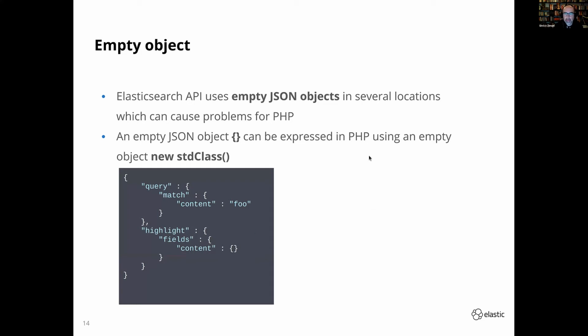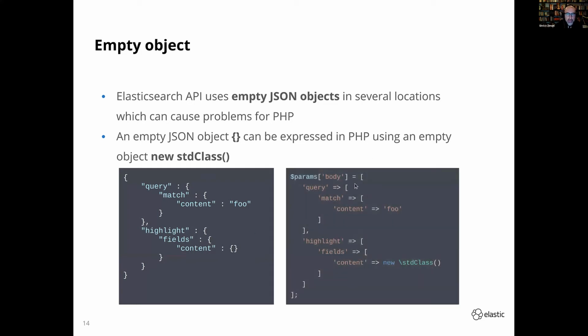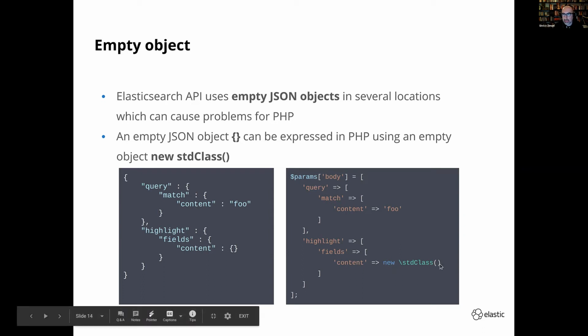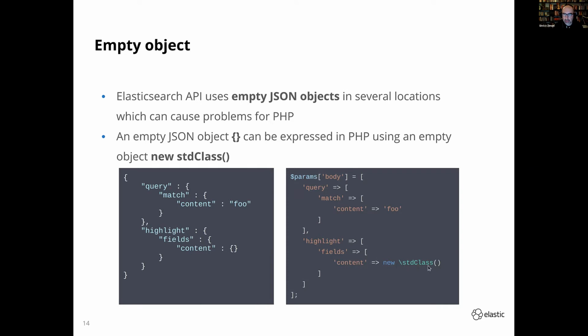If you want to map this in PHP, you need to create an associative array. For instance, this is the parameter inside the body. As you can see, it's an associative array, but in the content, you need to create an empty object in PHP, so you need to create an instance of new stdClass. This is important to remember because otherwise it's quite difficult to understand how to create an empty object in JSON from PHP. So again, if you need to pass an empty object, you need to use new stdClass.